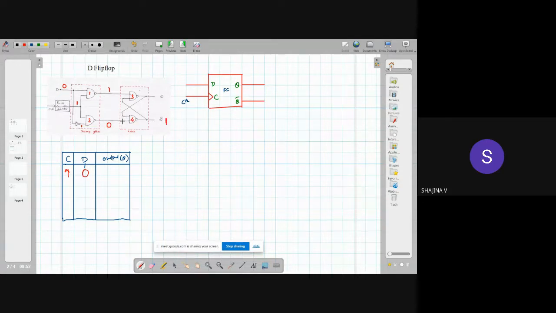Independent of Q, because one input is 0, for the NAND gate the output will be equal to 1. And for the third NAND gate, the inputs are 1 and 1, so both are 1. So we can say the output will be equal to 0. So generally, without considering whether Q is 0 or 1, we can say when D equal to 0, the output will be equal to 0. Right?